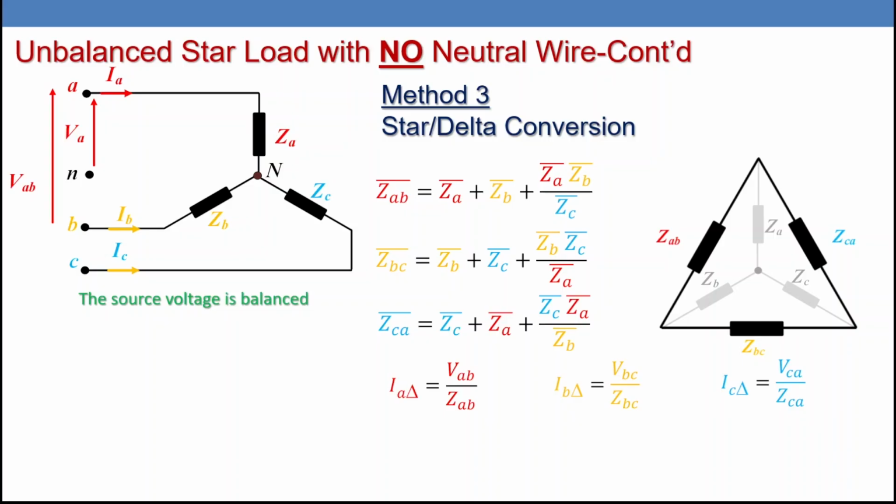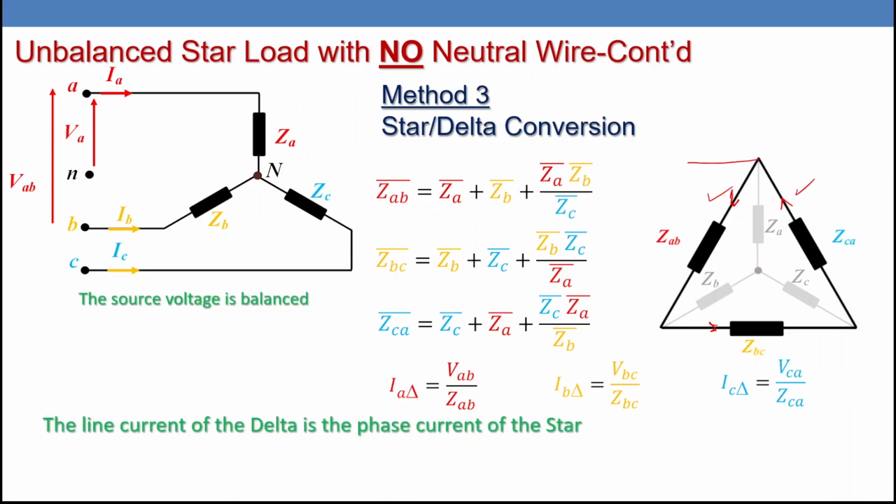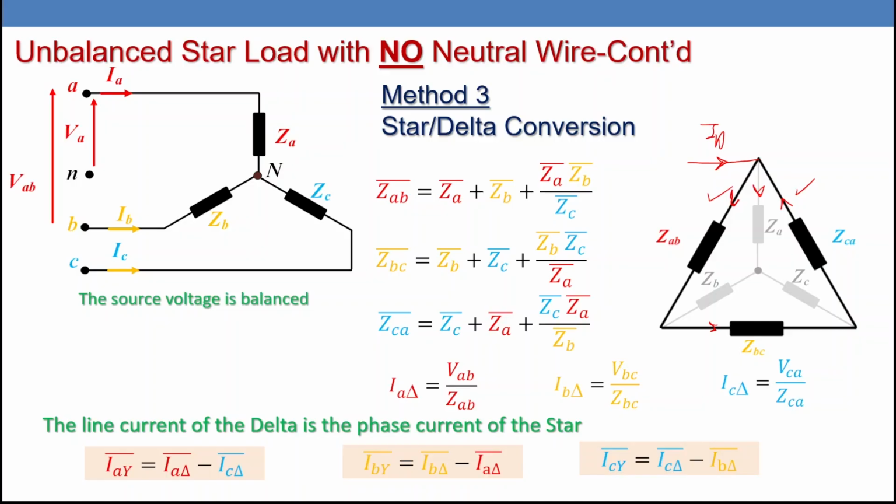In this case, we can calculate the current IA delta. The current here will be VAB, the line voltage of the star, over ZAB. And the current IB delta will be here, and the current IC delta will be there. Once we calculate the current here and current there, we can calculate the line current of the delta, where the line current of the delta is the phase current of the star. So if we have a current here, it's called IA, that one will be the current going through ZA, our original impedance. So in this case, IAY equals IA delta minus IC delta, and the same for the other currents. Again, we can solve this problem using hand calculation, but we're going to do that one using M code as well.